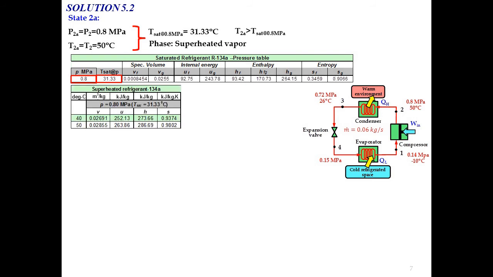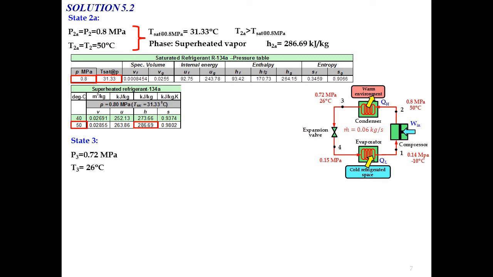So now refer to the superheated vapor table for refrigerant 134A at a pressure of 0.8 megapascal and a temperature of 50 degrees Celsius. Directly from the table, you can determine the value of H. So this value of H refers to the value of H2A. So H2A equal to 286.69 kilojoule per kg. Okay, now we are done with state 2A and also 2S.